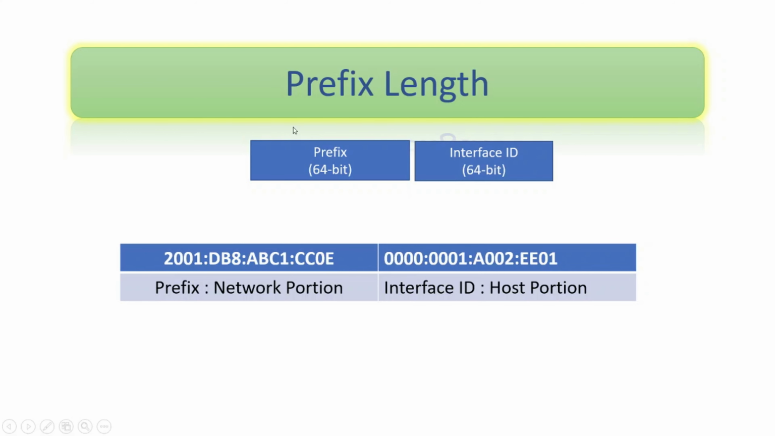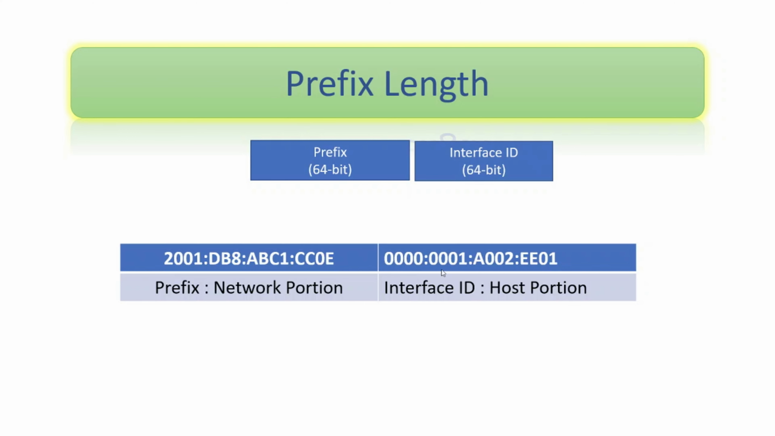Prefix length, this is the prefix, this is the interface ID. So when you have your IPv6 address, this part here stands for the prefix length, so it is a /64, and this is the host portion. So this is how we understand our IPv6 address.